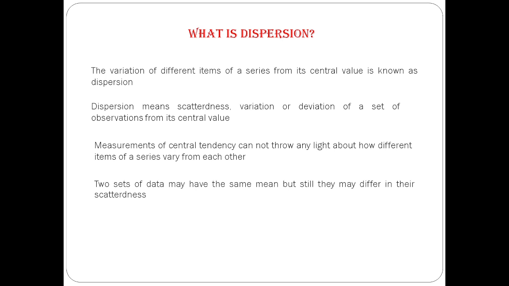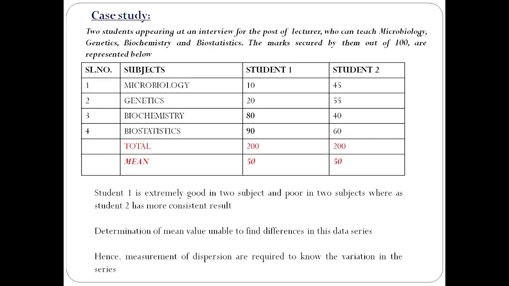Now what is central value? Central value is actually mean, median or mode. So from mean, median, mode, the values that are being varied, this is known as the dispersion. For example, two sets of data may have the same mean but still they may differ in their scatteredness. Just look at this case study.